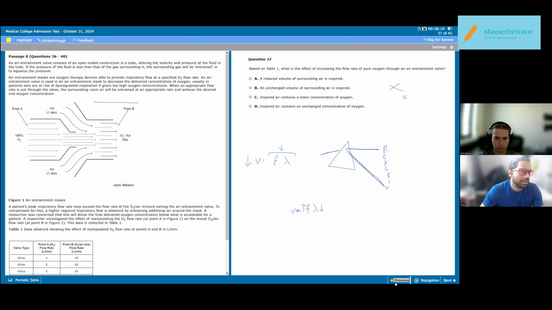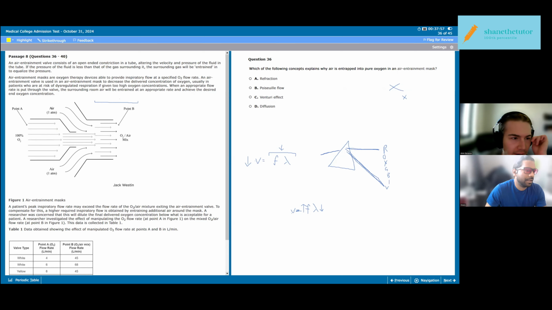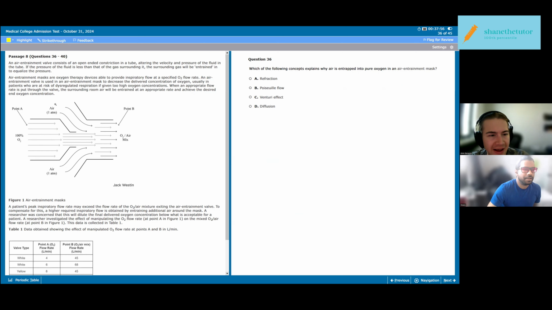Okay. An air entrainment valve consists of an open-ended constriction in the tube, altering the velocity and pressure of the fluid in the tube. If the pressure of the fluid is less than that of the gas surrounding it, the surrounding gas will be entrained in to equalize the pressure.